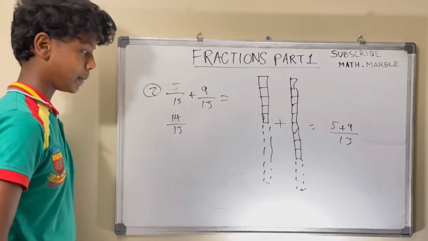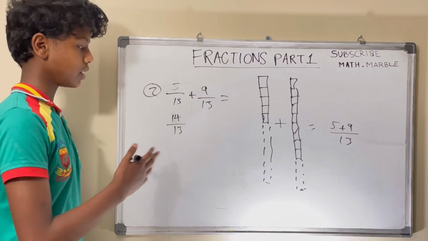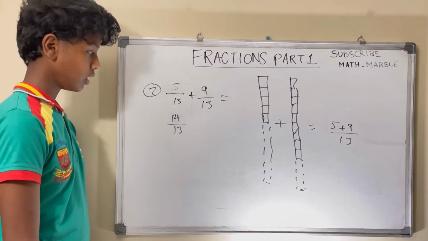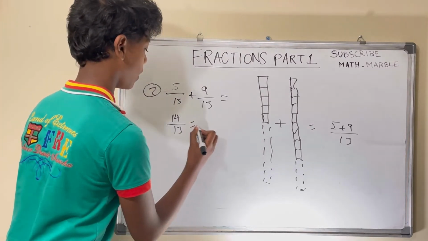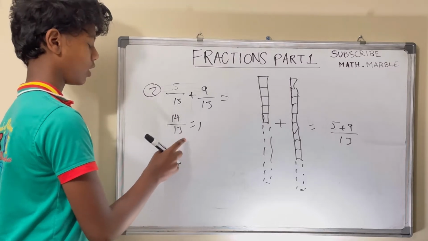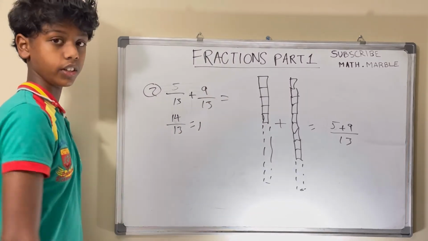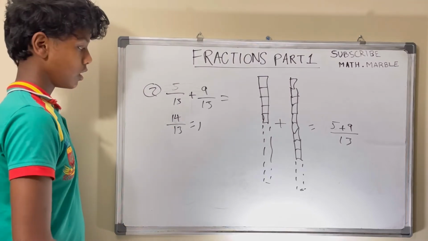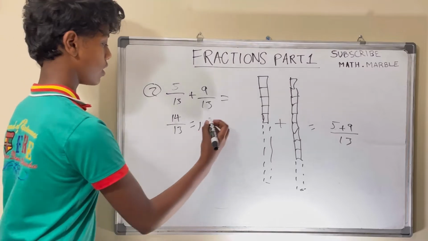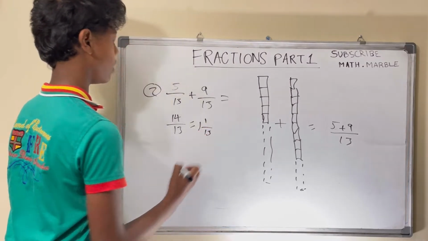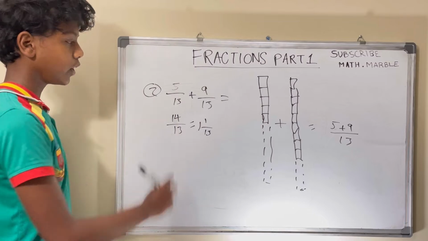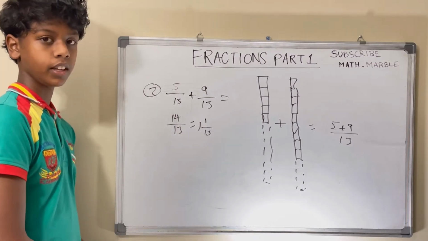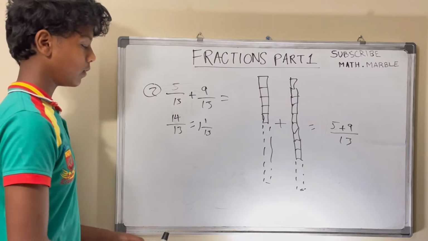Now this is an improper fraction. We can still convert it. 14 over 13. How many 13s go into 14? It's 1. So we have 1 full chocolate bar that can go into 14. So what's left? 1/13, right? So 1/13 just goes beside the 1. 1 and 1/13 is the answer. 5/13 plus 9/13 equals 1 and 1/13. I hope you understand this part, and we'll move on to the next question.